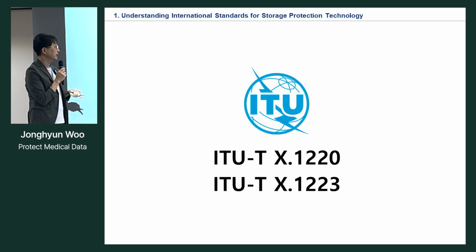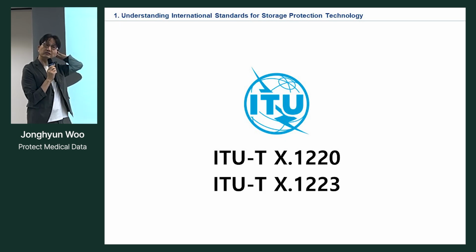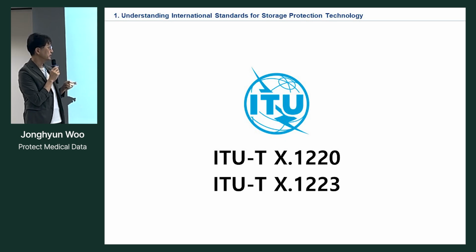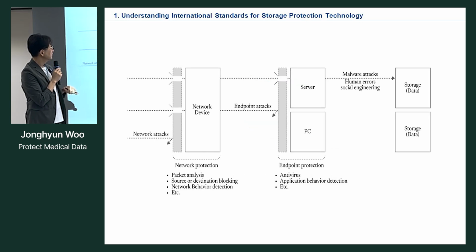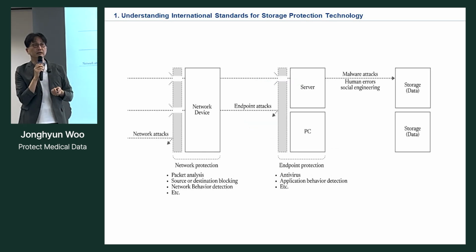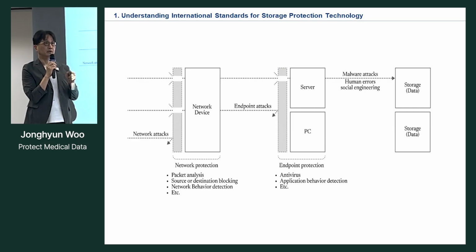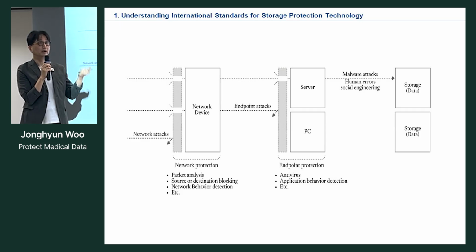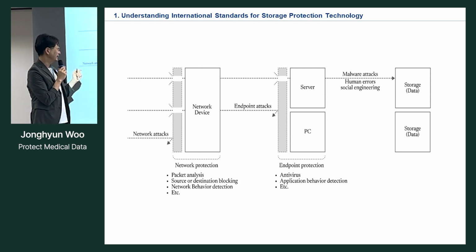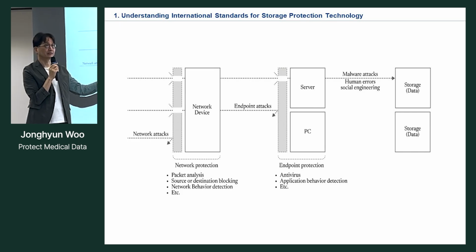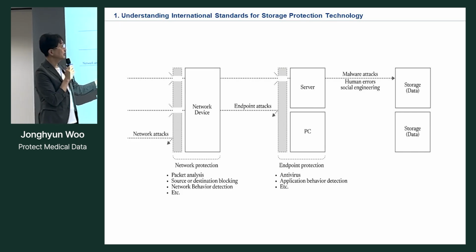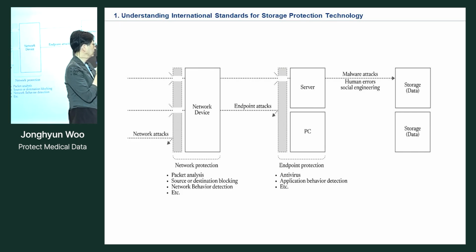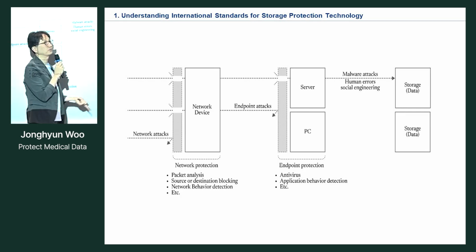To answer that, the ITU standardized two standards, one for X.1220 and the other one for X.1223. Okay, before I get into the in-depth explanation, let me deliver the main concept of this technology. As we know, we are used to using network protection and endpoint protection, but we did not have any protection measure on our storage.